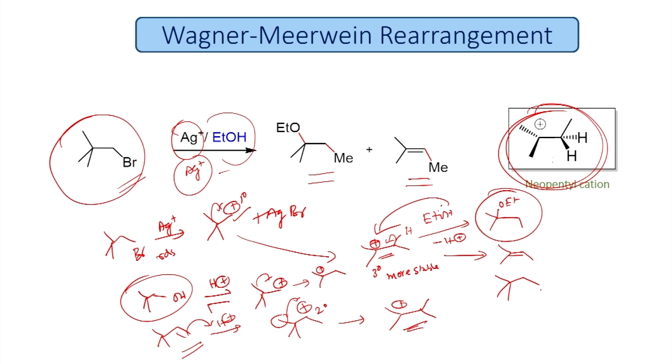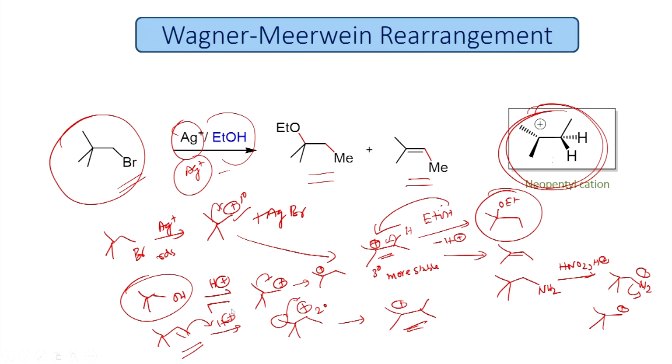You can also, in place of this one, use amine. For example, you have this primary amine. When you react it with nitrous acid, already we have seen, you can make the diazonium salt. Once you form this one, you will be able to form the primary carbocation, which can lead to rearrangement as we have seen.